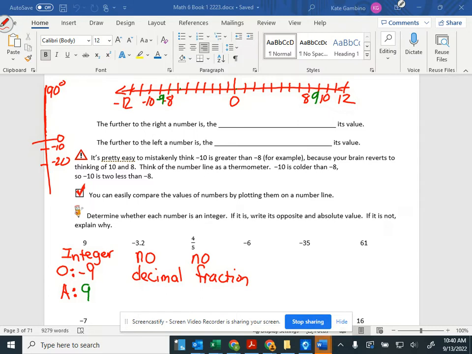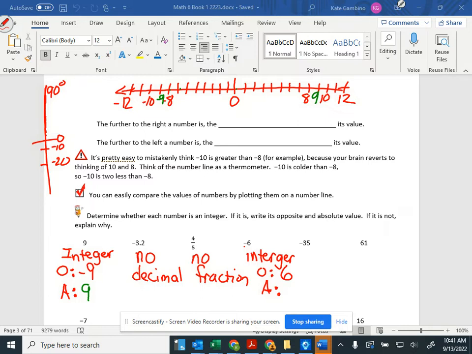-6. Thumbs up, thumbs down. Is it an integer? Yes. It is an integer because there is no decimal and there is no fraction. So that means we need to find its opposite and its absolute value. What is the opposite of -6? 6. So opposite of -6 is a +6.